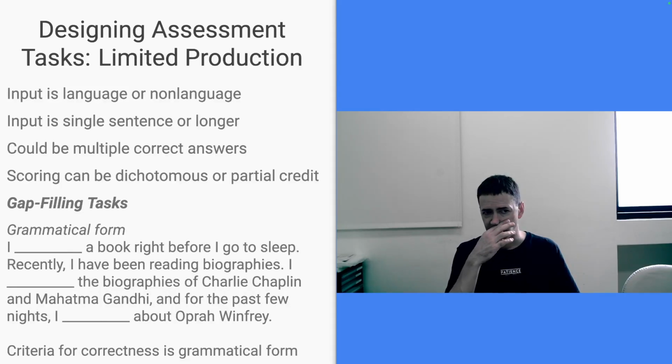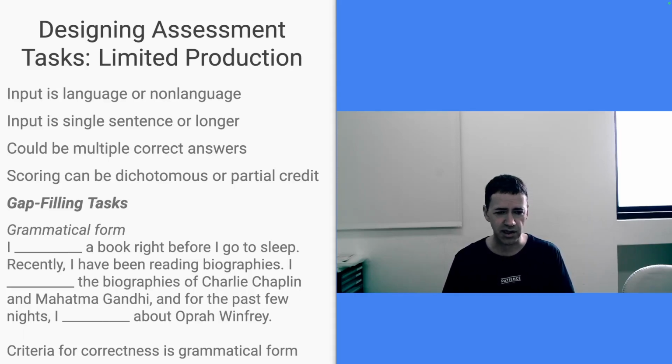Okay, so next type of task is limited production. So for these type of tasks, again, the input could be language or non-language. It's a simple sentence, single sentence or longer. Could be multiple correct answers here though. So now it's a little bit more open-ended. And again, scoring can be dichotomous or it could be partial credit. So look at this example.